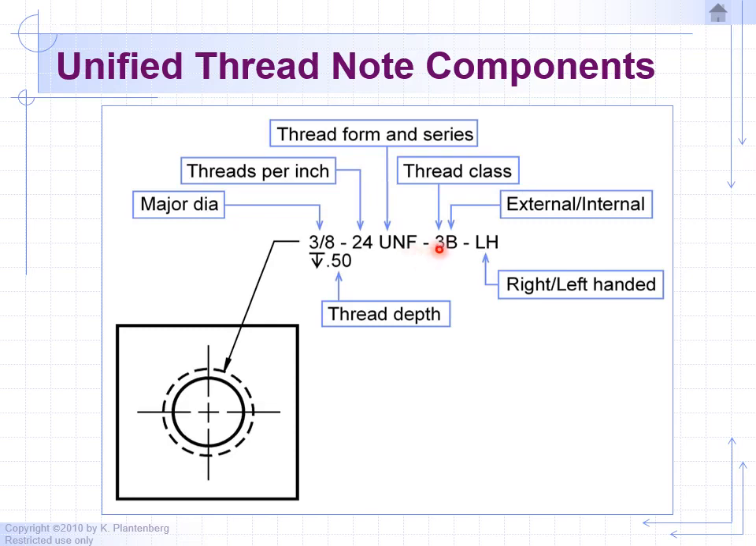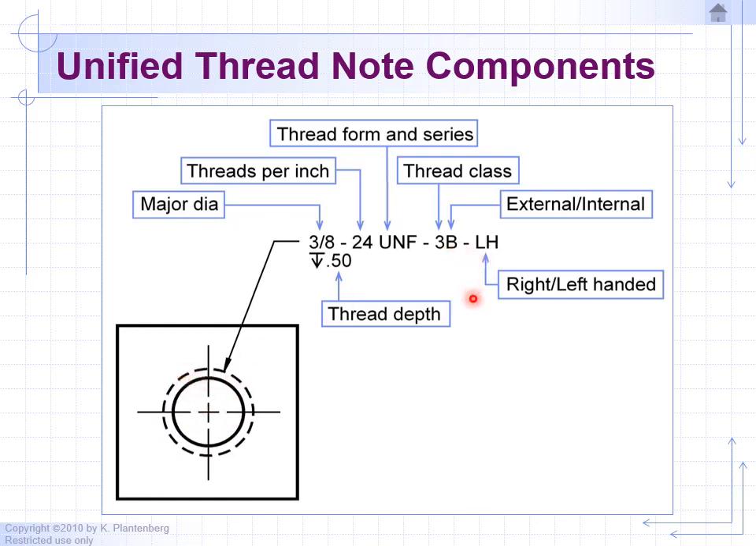Okay, now let's look at thread class. So we have a class of 1, 2, and 3, 3 being the best with tighter tolerances, more accuracy. And the type of thread, is it external or internal? External on a shaft, and that would be A, and internal would be B. So this is an internal thread inside of a block.